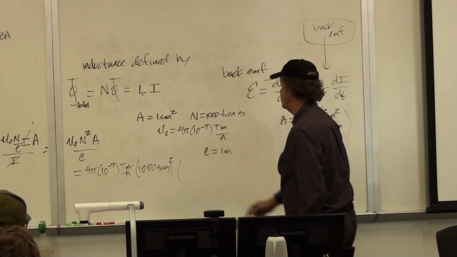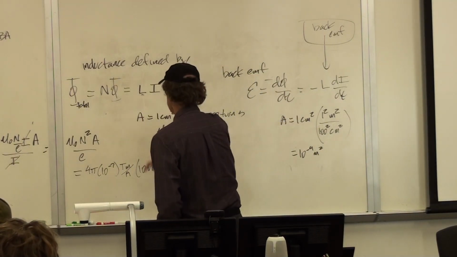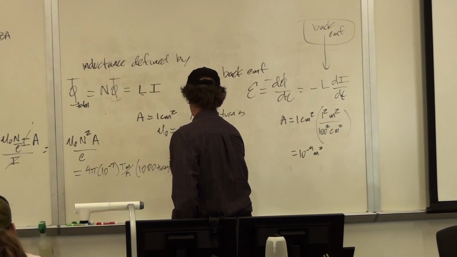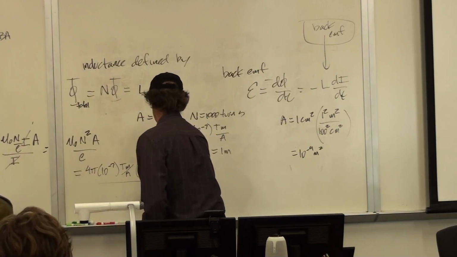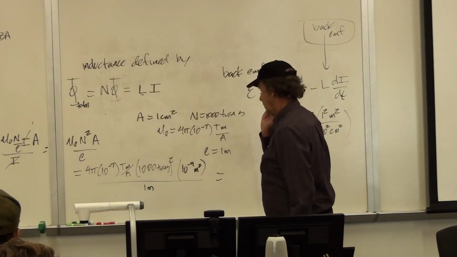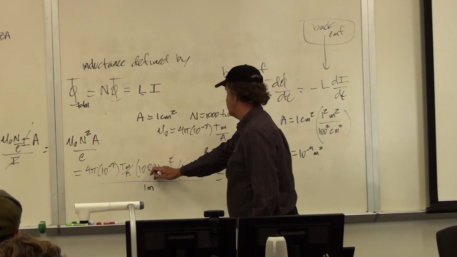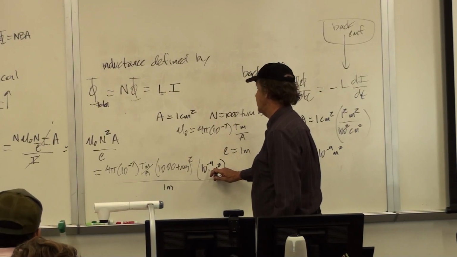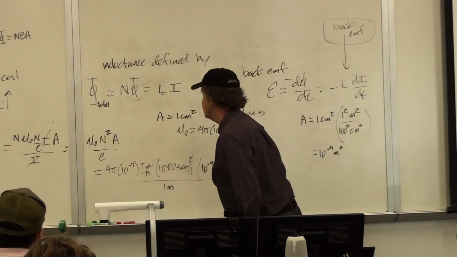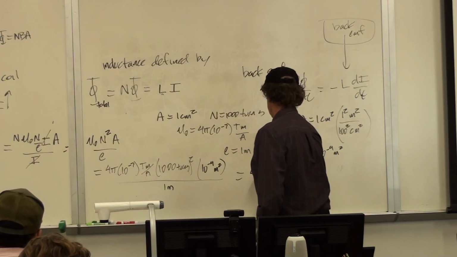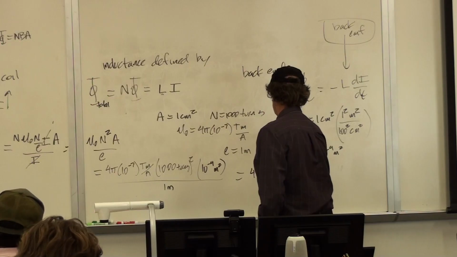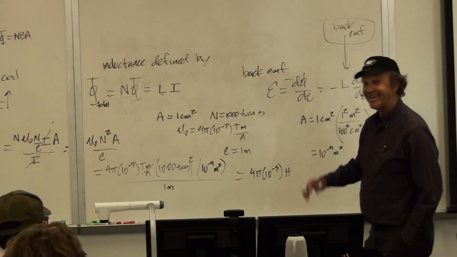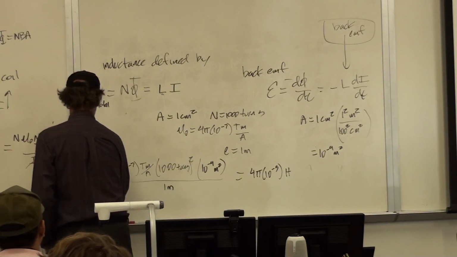And so we have to have this in units that are consistent with the rest of the problem. And so that's going to be 10 to the minus 4 meters squared, all divided by 1 meter. Okay, so this is going to be 10 to the 3 squared, 10 to the 6, minus 4, that's 10 to the 2, times 10 to the minus 7, that's 10 to the minus 5. It's going to be 4 pi times 10 to the minus 5. That would be in units of Henry. I don't know why the units of Henry, but that's the units.